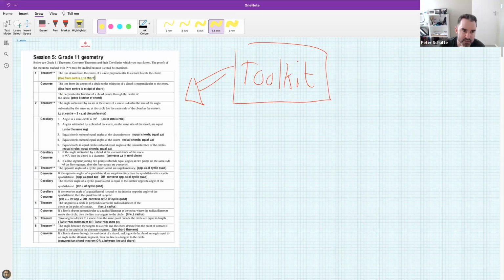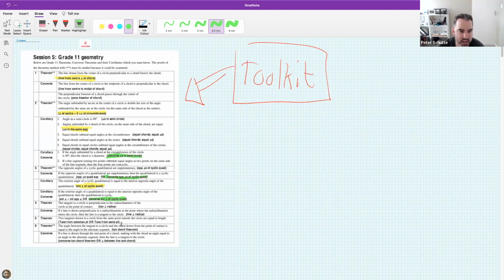There's line from center perpendicular to the chord. There's angle at center equals twice angle at circumference. There's angles in the same segment. You've got exterior angle of a cyclic quad. You've also got in your toolkit your converse theorems, which help you prove something is, for example, a diameter, or prove something is a cyclic quad. So the converse theorems help us prove that.